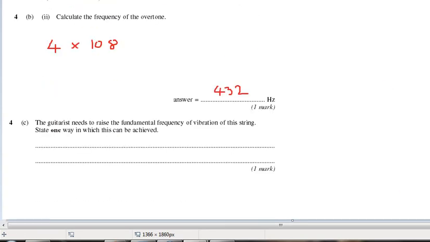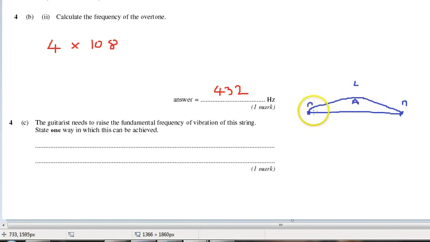And the last part is saying that the guitarist wants to raise the fundamental frequency of vibration of the string. And there's actually 2 different ways that you could do this. Okay, the first way, if you imagine your original situation, so you've got a string of length L, you know in its fundamental you're going to have a node at that fixed end and a node at this fixed end. And in the fundamental, I'm going to have half a wavelength on that string with an antinode right here.